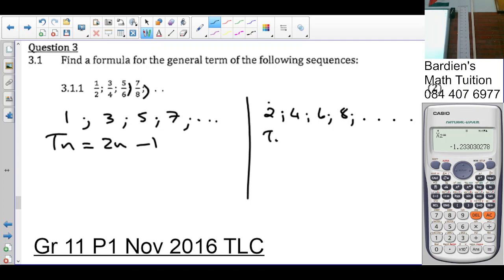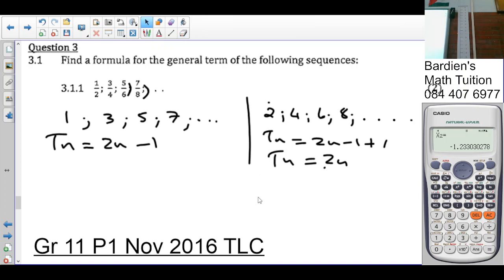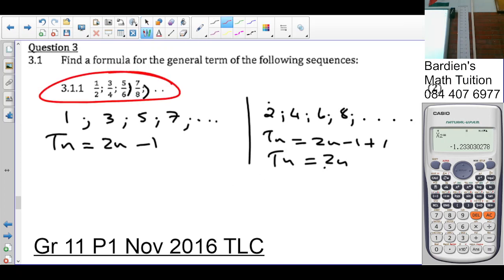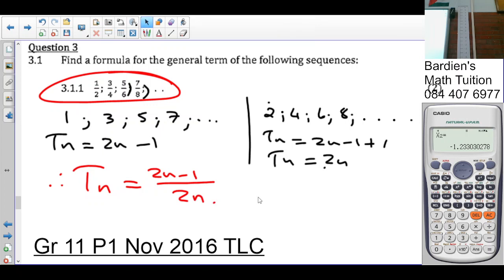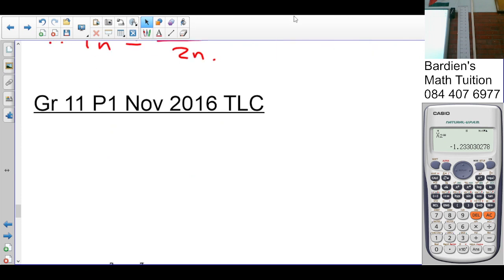So in the denominator, it's just 1 more than the numerator, not so? So it's going to be Tn equals 2n minus 1 plus 1, which is 2n. So we got the denominator and the numerator together making this pattern. Therefore Tn is equal to 2n minus 1 in the numerator and 2n in the denominator. So that's what we're looking for there. Okay? Sorry about that.